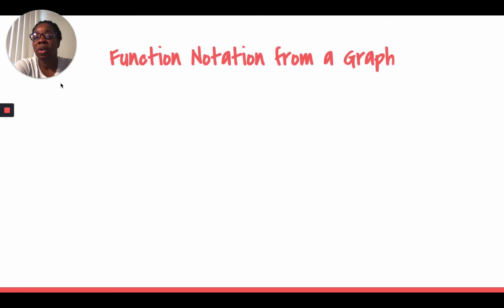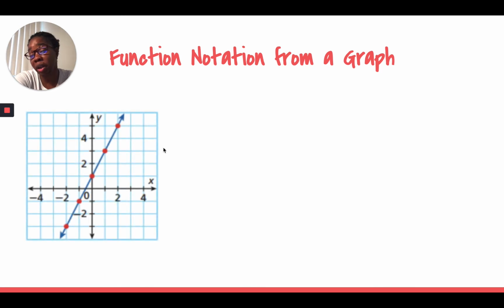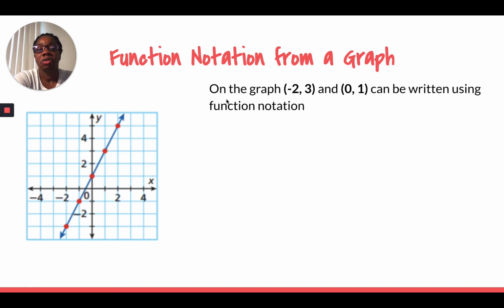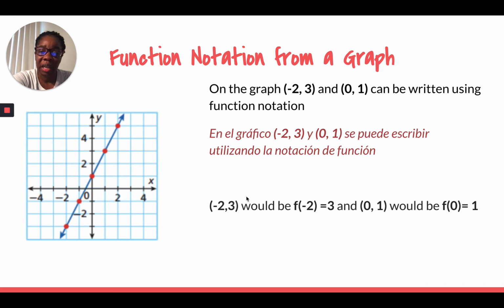Now we can also write function notation from a graph. So say for example, we have the following graph. We notice there are points on it. Each point has a pair of coordinates. So on the graph, the pair of coordinates -2, 3 and 0, 1 can be written using function notation. How would we write that? -2, 3 would be f of -2 is equal to 3, and 0, 1 would be f of 0 is equal to 1. And that's how we would write that in function notation.